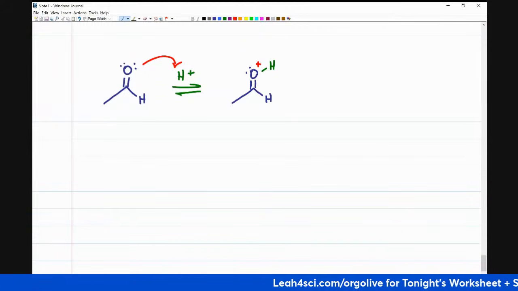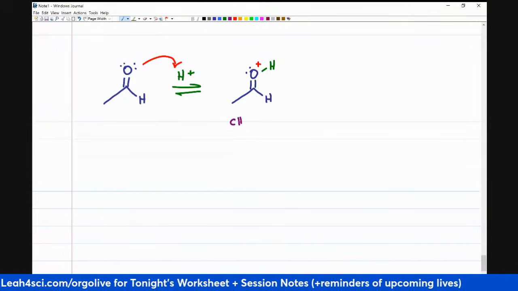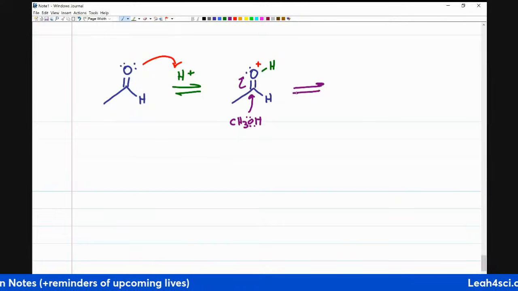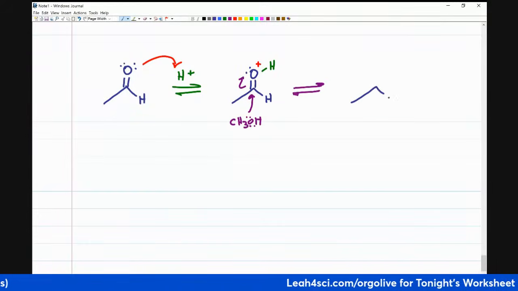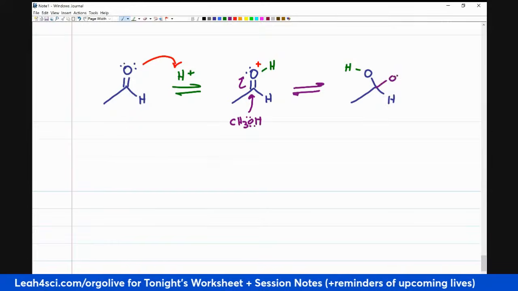The next step in the hydration, water attack, and so in this case, we'll have alcohol attack. We'll show it as a CH3OH. Oxygen, just like in water, comes into attack to kick out the electrons. Again, reversible reaction. This will give me a molecule that now has the O, the H, and then the CH3OH.